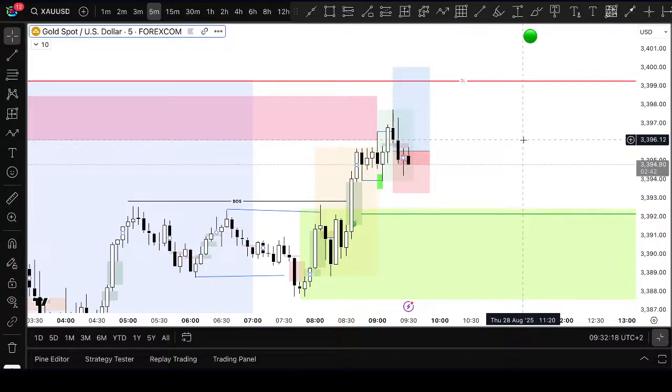Okay, gold just took the above Fiji and is responding. Yeah, let's see whether it will sustain or not. Beautiful.